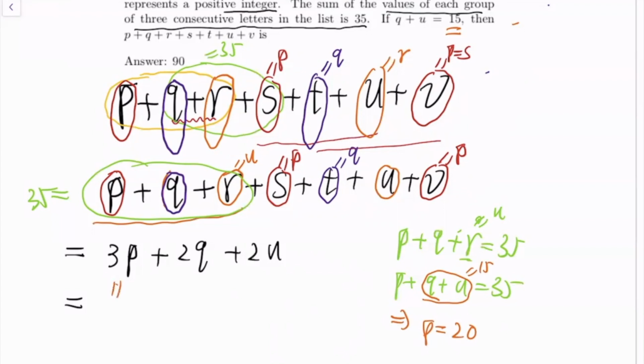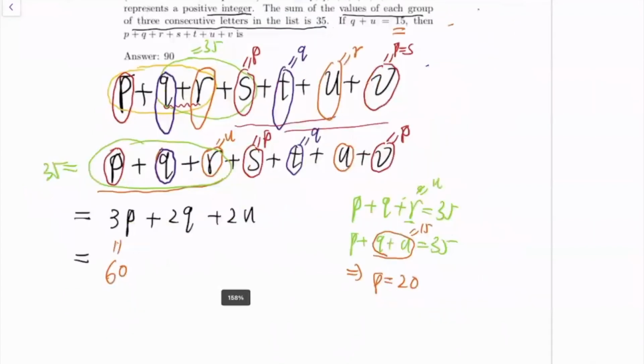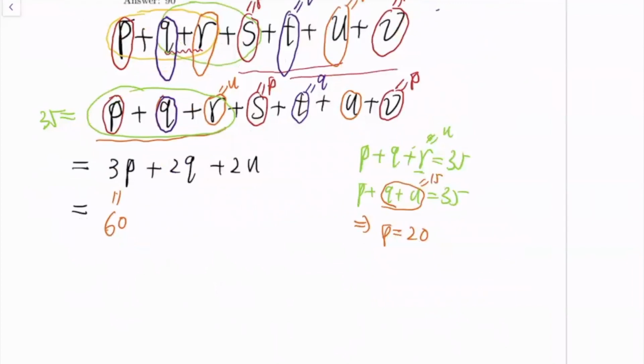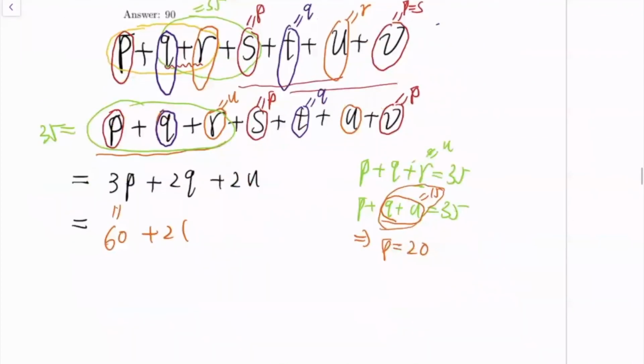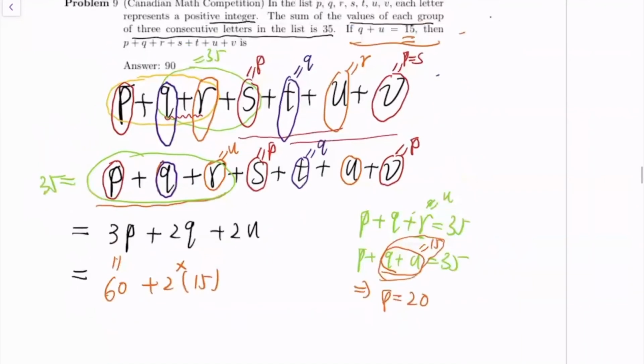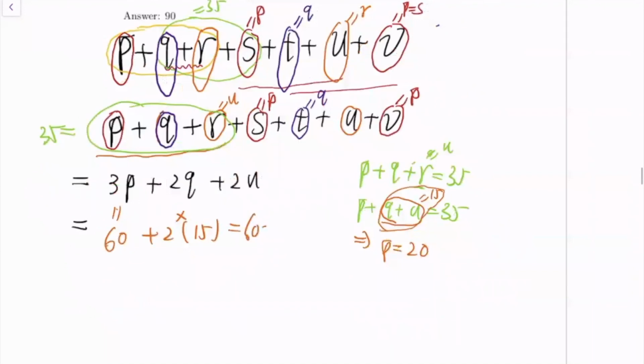Then the total will be 3 times 20, which is 60, plus twice Q plus U, which is 15 as given by the problem. So that's 2 times 15. If you add them together, it's 60 plus 30, which is 90.